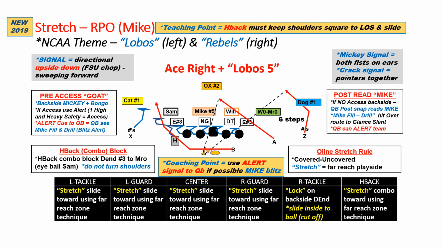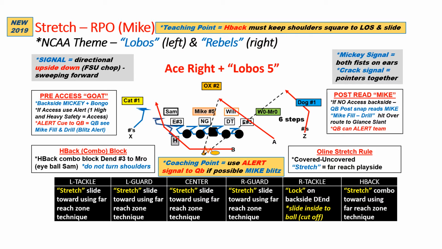So our first basic stretch RPO, again, we don't say anything, we're always running towards the front side, which is towards the H. So we're going to outside zone this all to the left. The theme here is NCA, so we use Lobos to the left. The read key on all of our outside run becomes actually the Mike backer run through to the play side. So we'll use what's called a Mickey route on the back side.